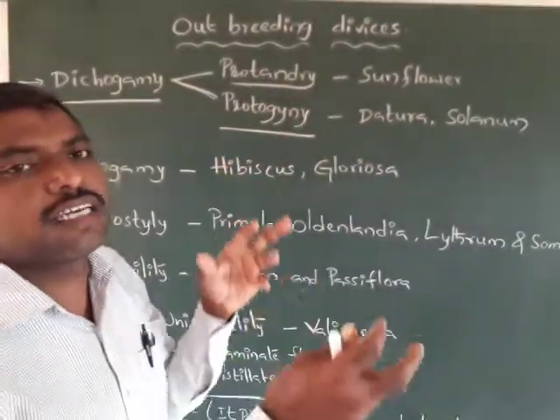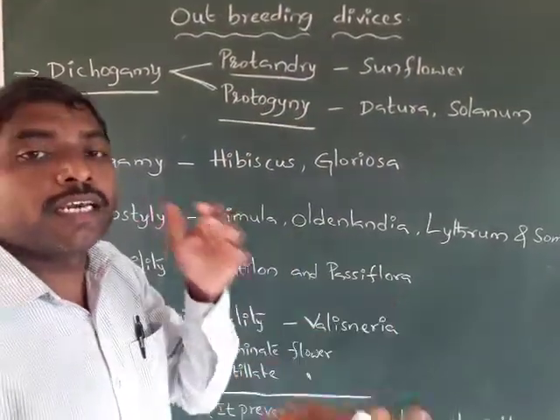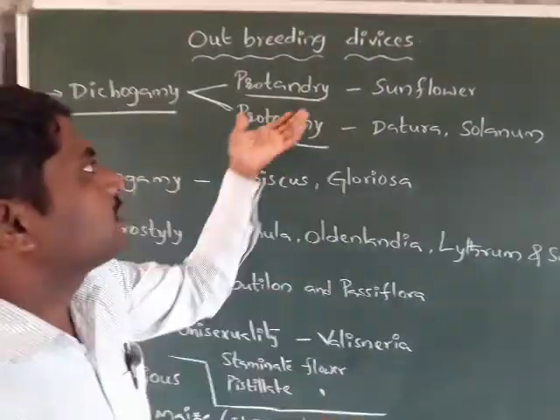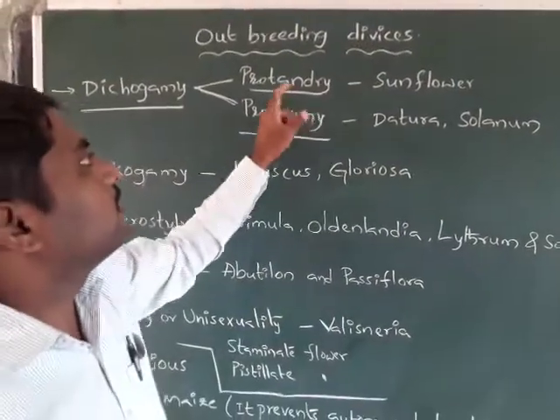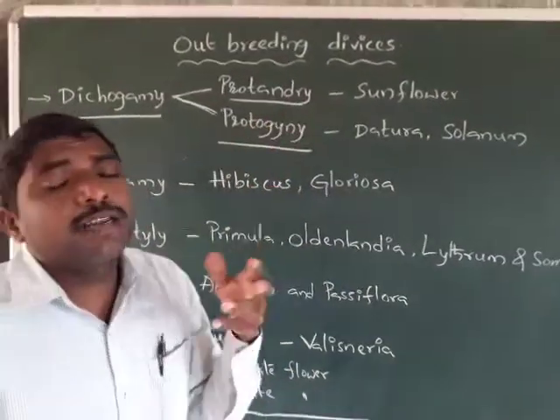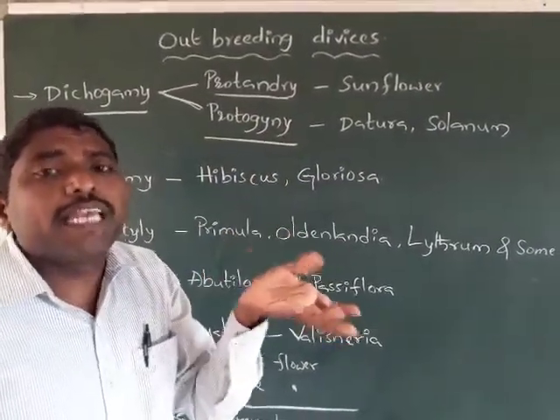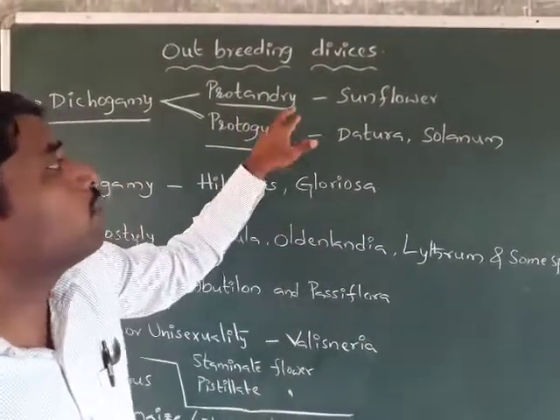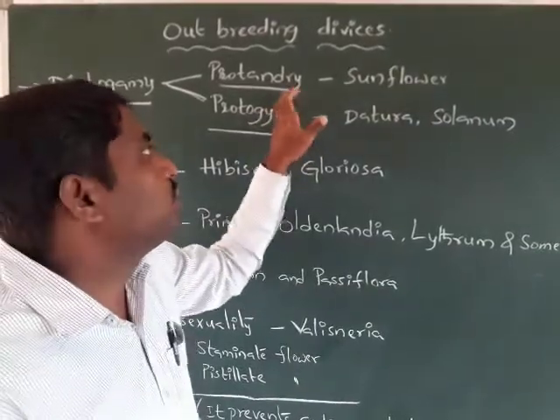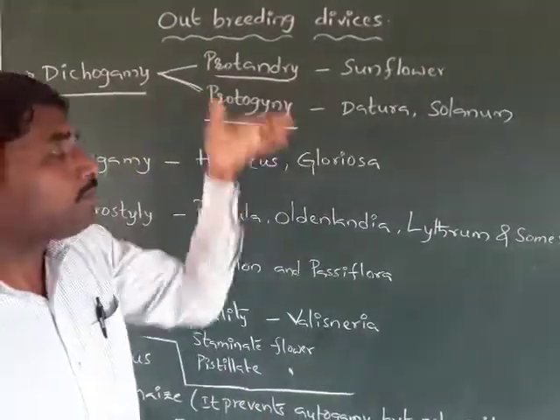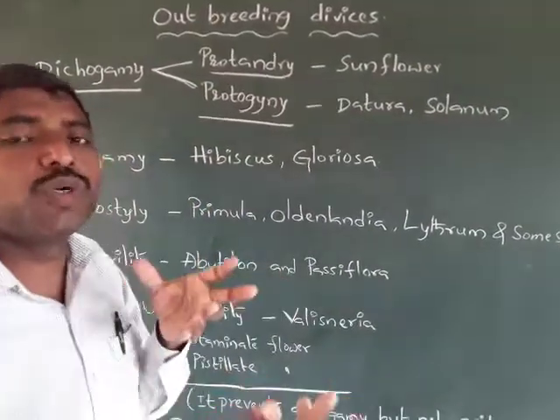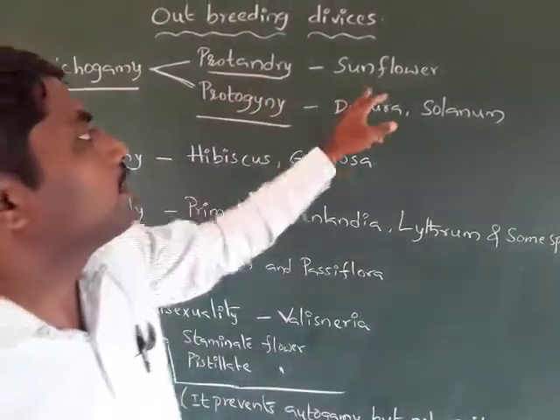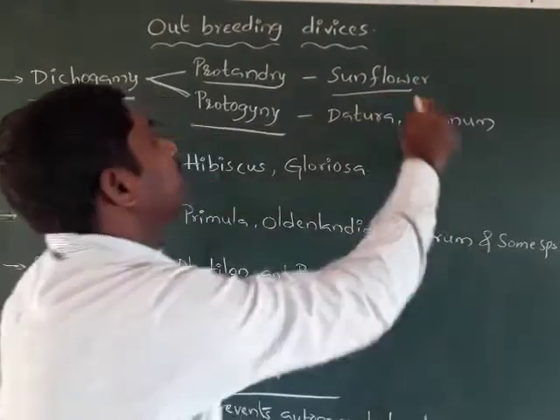Here the pollen grains are released, but the stigma receptivity is not synchronized. The gynoecium is immature, and only the androecium is mature, which means the androecium matures earlier than the gynoecium. That is called protandry. Example, sunflower.